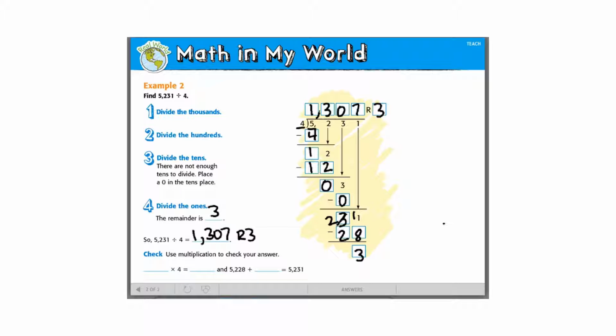Now on this one, instead of using an estimate to check your answer, they're showing you that you could use multiplication. So you can do that by multiplying 1,307 times 4. That would give you 5,228. And then you'd have to add the 3 in there to make it 5,231. So anytime you have a remainder and you're checking your answer using multiplication, you have to add the remainder in after you do the multiplying.